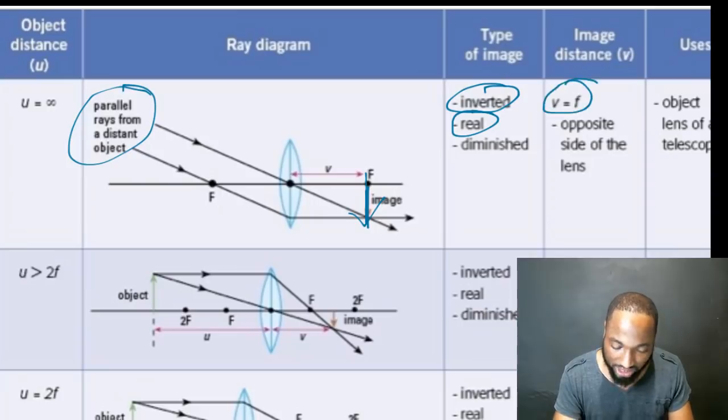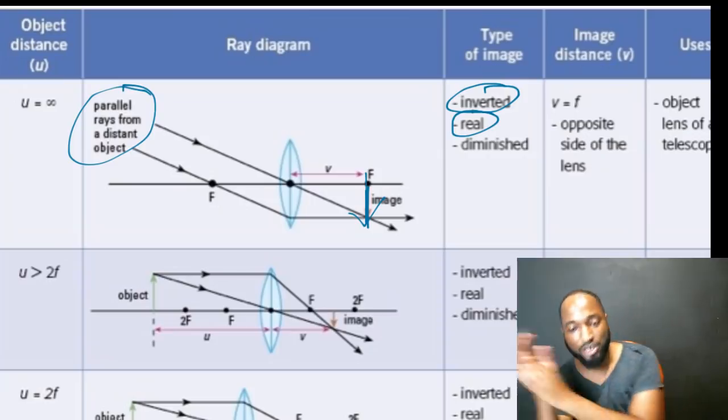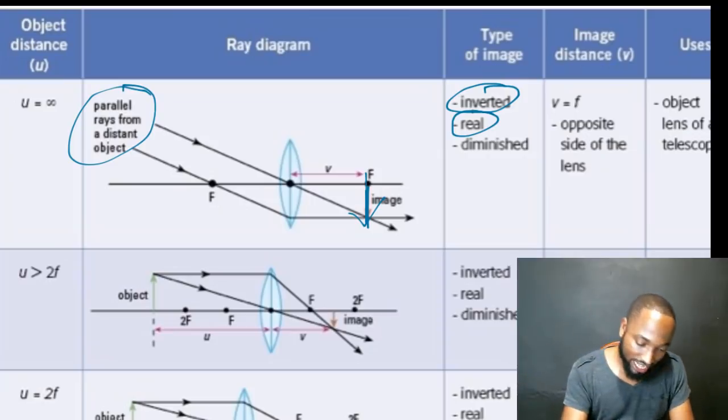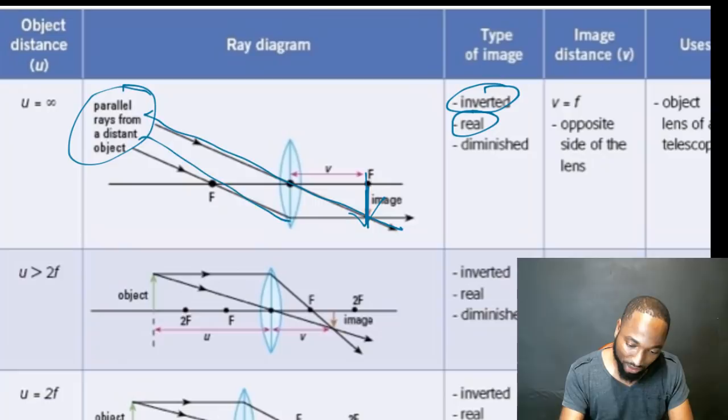The image distance is equal to the focal length. It's on the opposite side of the lens. All of them will be on the opposite side of the lens. It's real, the light actually coming and touching here. And you notice we're using the same techniques to draw.